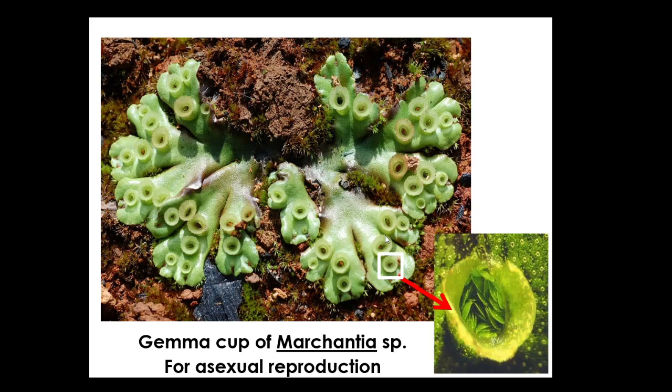This is example of asexual reproduction of Marchantia species, where it will form these gemma cups, little cups. Okay, and inside is those asexual gametes. It's not really male or female gametes. It's going to go out. It's going to grow into more gametophyte plants.